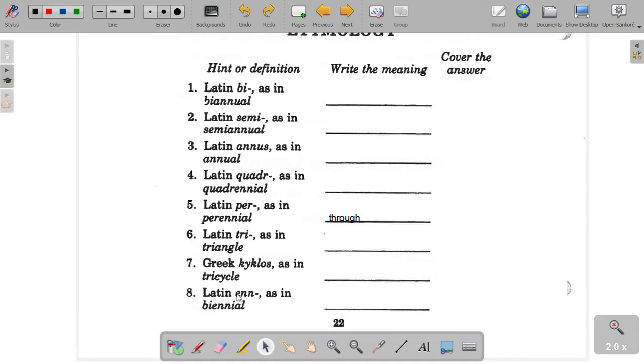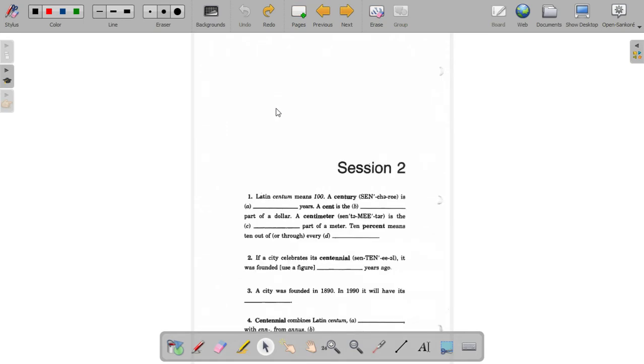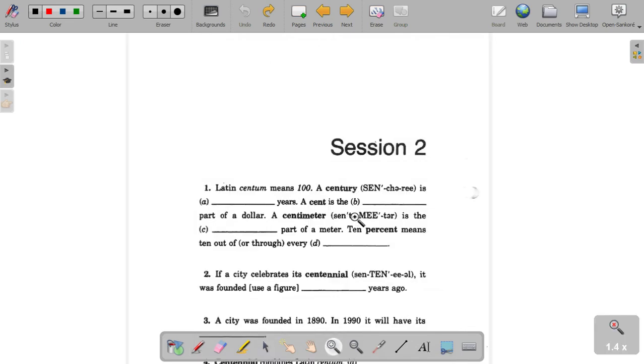Wheel. Wheel, very good. And then N, like biennial? Year? Yes, year. N and ann both mean year. Exactly. Good. Okay, a couple more. Ped means feet, and then phone. Sound. Excellent. All right, let's quickly fly through the rest of these. We'll just go really fast.